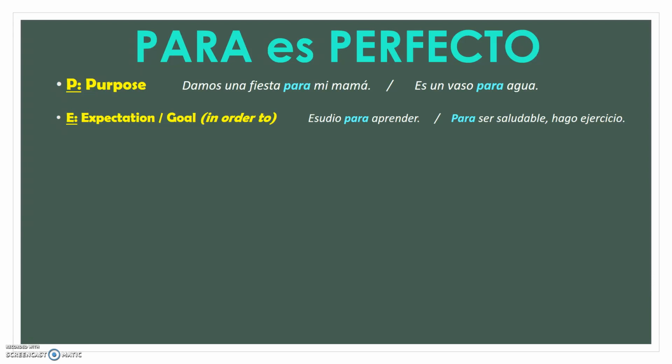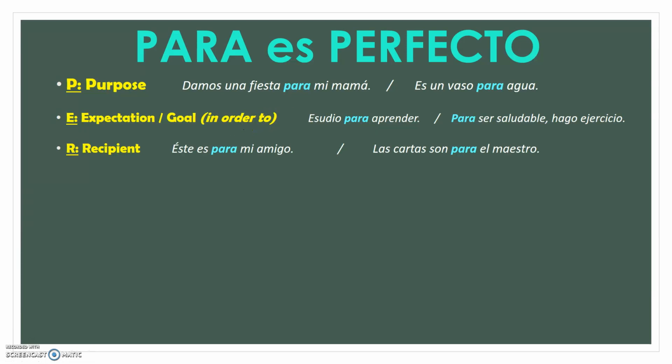E stands for expectation or goal. Think of the phrase in order to. Estudio para aprender. Para ser saludable, hago ejercicio. So I study in order to learn. The goal or the expectation of studying is to learn. In order to be healthy, I exercise. Again, the goal of the exercise is to be healthy. Notice with this one how there are infinitivos después de para, aprender y ser. Whenever wanting to use an infinitive, it's almost always going to go with para or in order to.